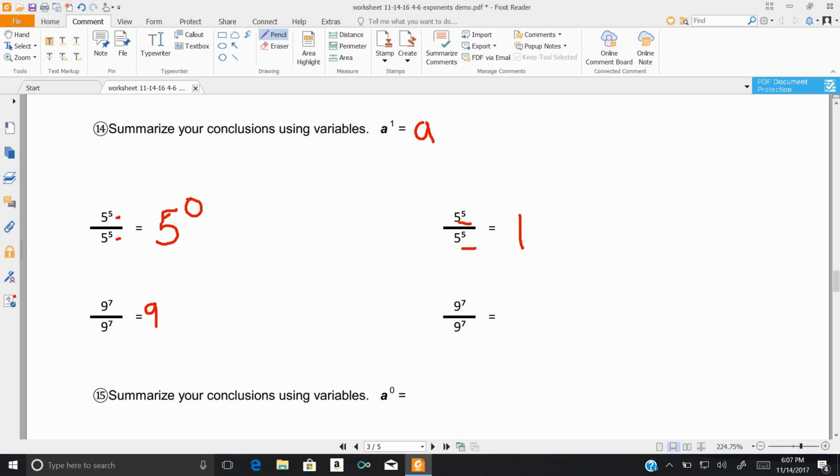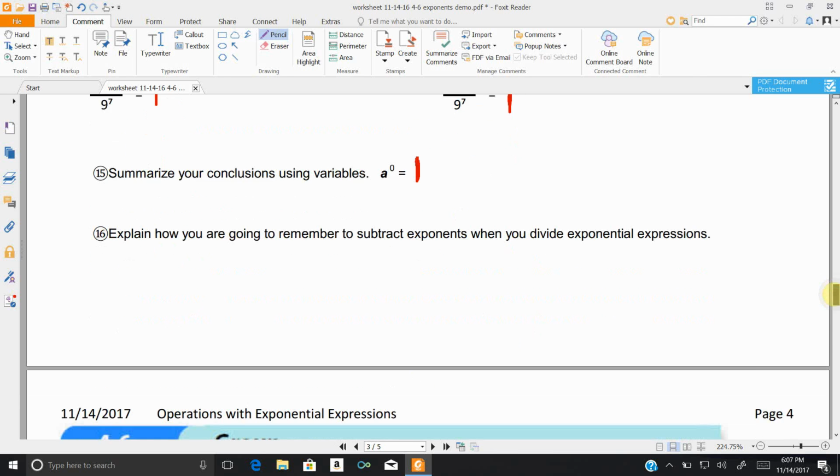I do the same thing with the 9s. 9 to the 7th power, I subtract 7 minus 7, I get 0. If I put it in my calculator, 9 to the 7 divided by 9 to the 7th is 1. So I can say that a to the 0 power equals 1. It does not matter what a is. Anything to the 0 power is equal to 1.